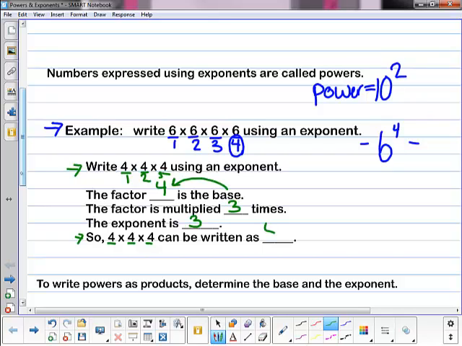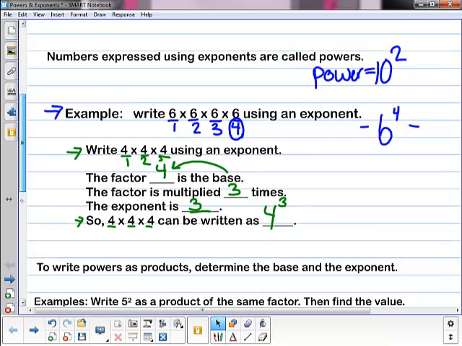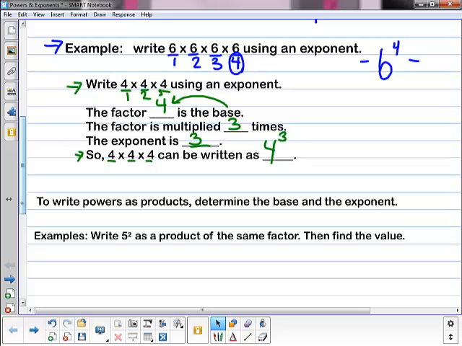So our last step here, it says 4 times 4 times 4 can be written as our base is 4. So we'll write 4, and our exponent is 3. So 4 to the third power, or 4 cubed. Okay? Now let's go ahead and move on to the next part of our lesson.